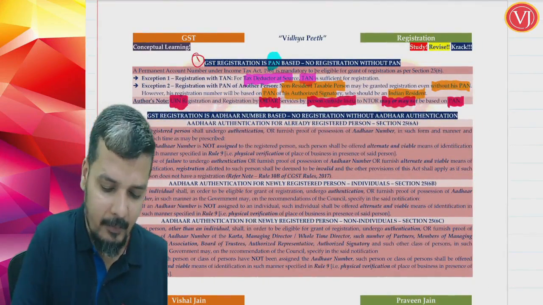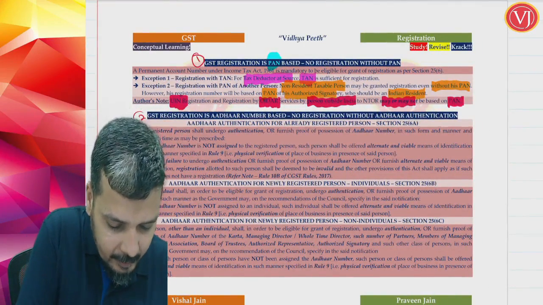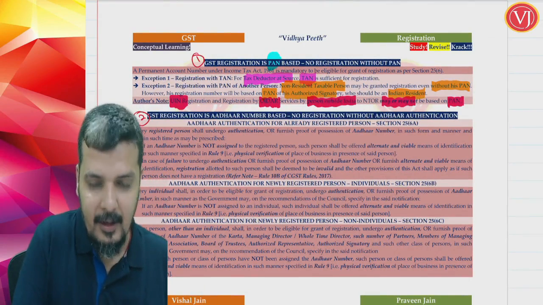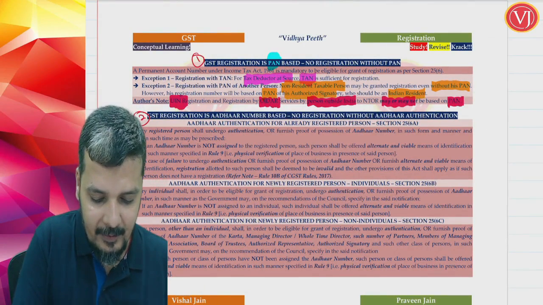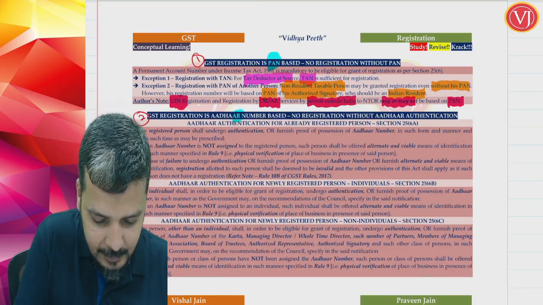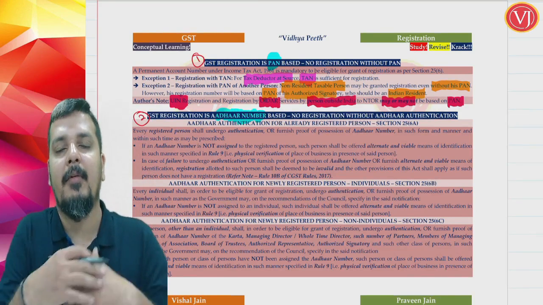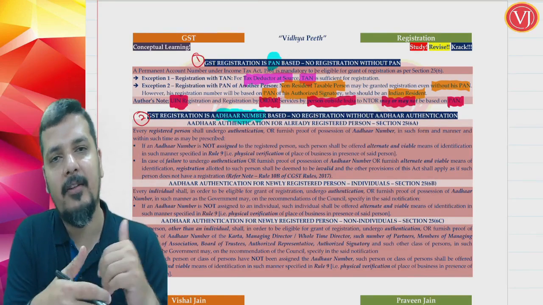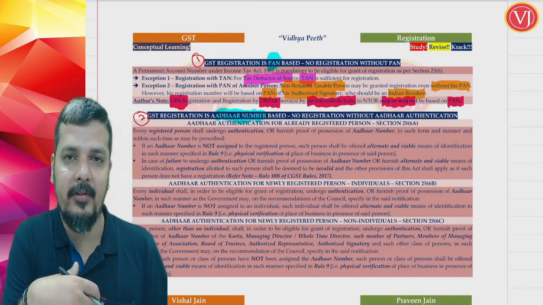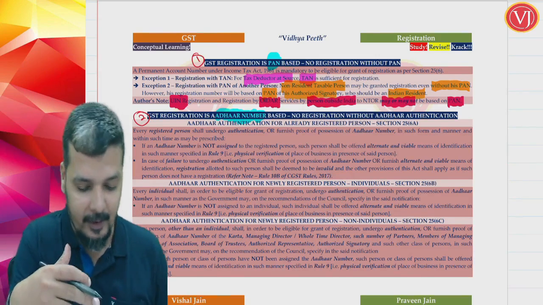Now, talking about the second concept. What is the second concept that we have discussed? Your GST number should be having Aadhaar authentication. It should be having linkage with Aadhaar number. Now, one may wonder, this Aadhaar linkage was brought on later when you talk about your GST. It was not there right from the beginning of GST.